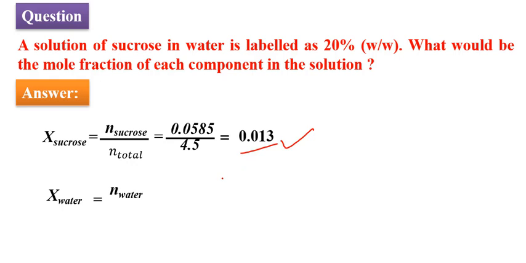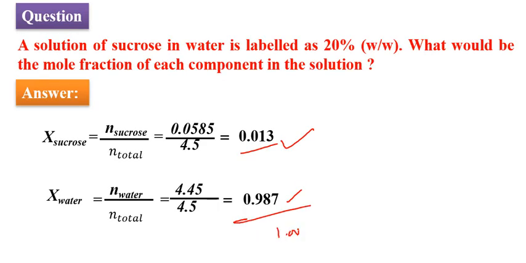Then n water by n total, that is 4.45 by 4.5, 0.987. If you add this total, it will be 1. Okay, the sum of mole fractions will be 1.